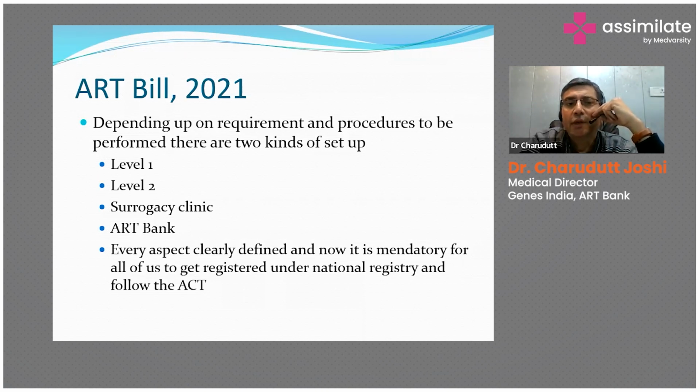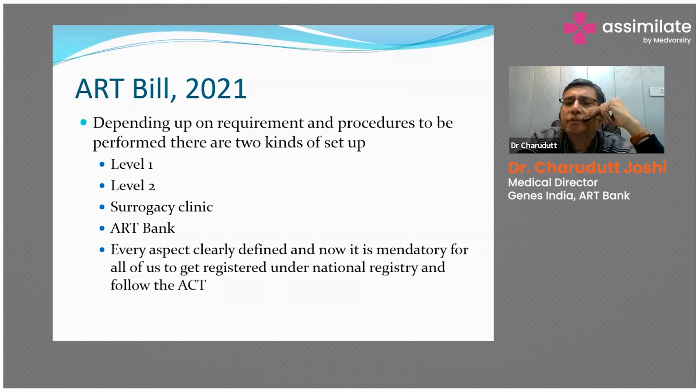As far as infertility clinics are concerned, they are mostly categorized into two parts: level one clinic and level two clinic. Before this, you have to understand the procedures or services offered by the center. There are various procedures depending upon the patient's condition. In very simple language, the very first line of treatment we offer is the investigation, which includes semen analysis, that is the male partner workup, and similarly the female partner workup.